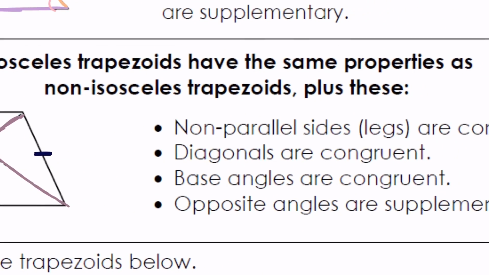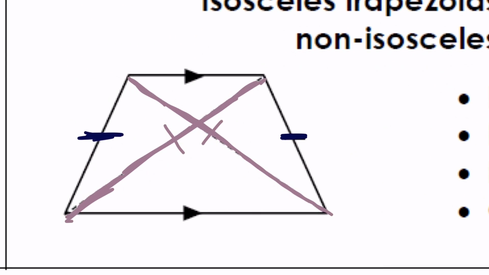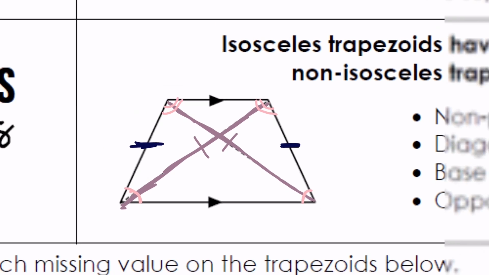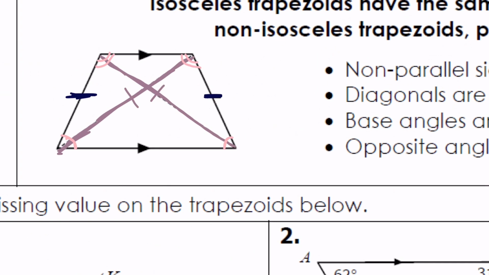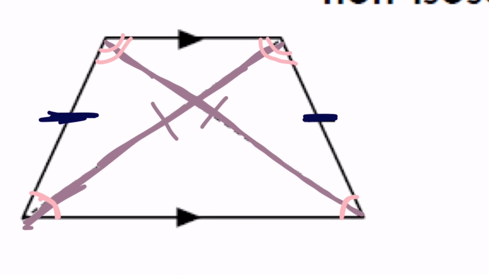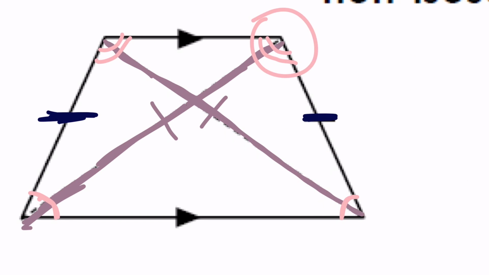The base angles are also congruent. Base angles means the two angles along each base. So those two angles are congruent, and these two angles are congruent. The last thing is the opposite angles are supplementary. So that means these two angles.